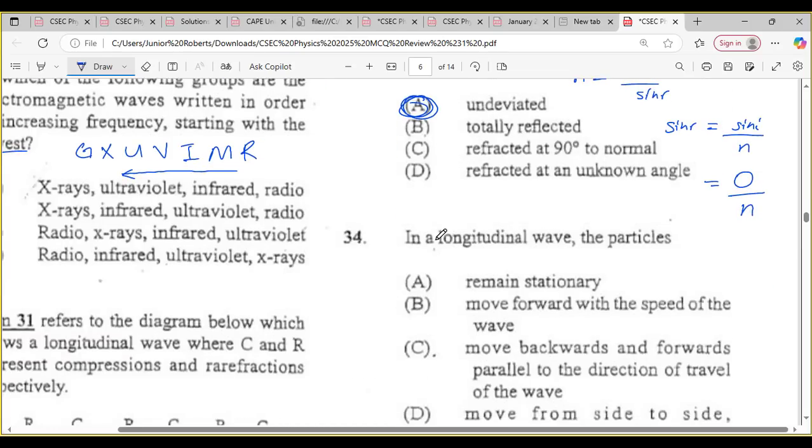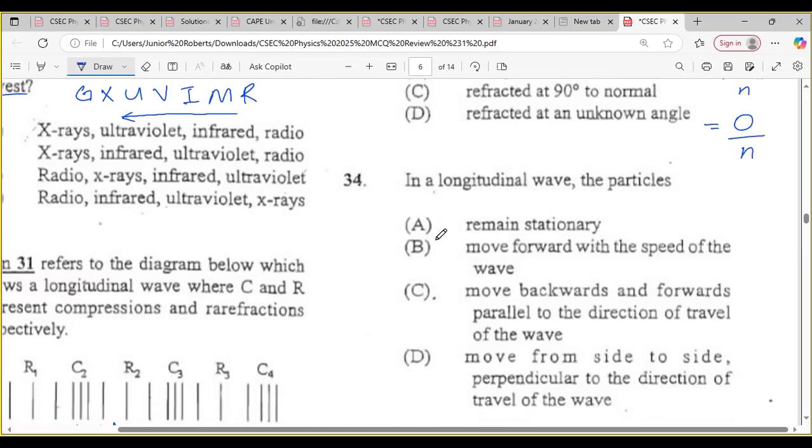34 now says, in a longitudinal wave, the particles, so we spoke about this earlier, they will oscillate parallel, right? So they move back and forth, backwards and forwards, parallel to the direction of the wave. So 34 is C.